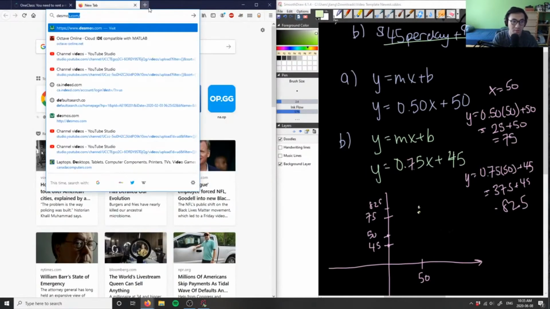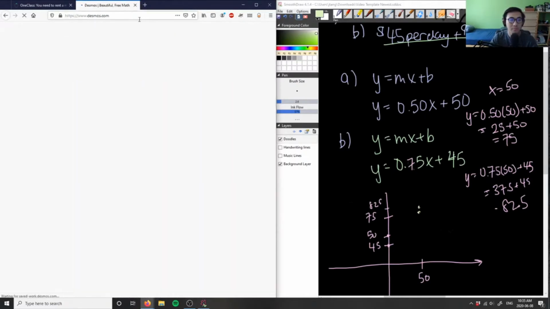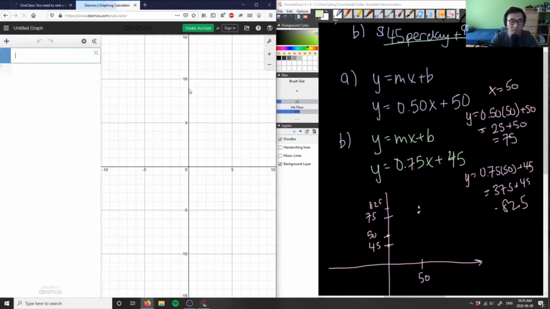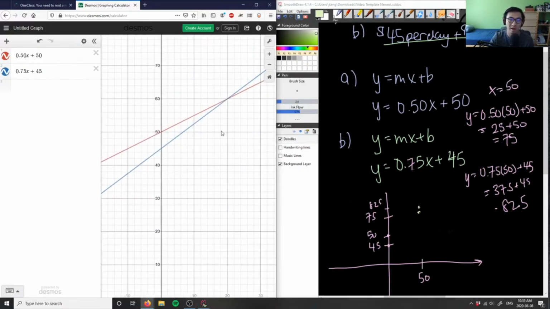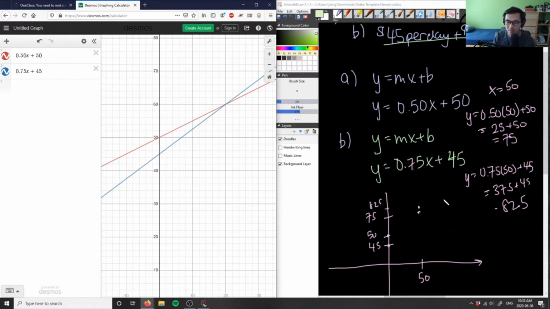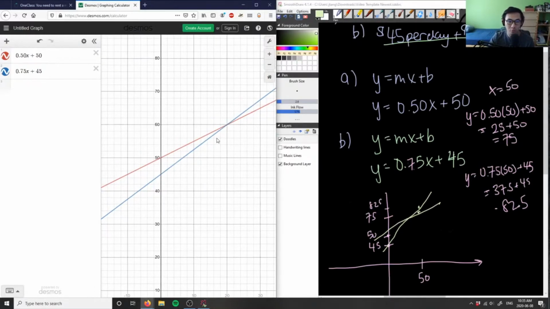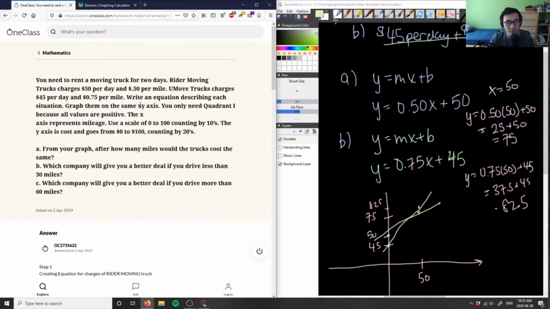But let me use Desmos to show you what this graph actually looks like. So I have y equals 0.50x plus 50, and the second one is 0.75x plus 45. So it looks something like that. Kind of like what I did before, but with a better scale here. This is a better graph than my sketch, obviously, but that's what we want to visualize here. So we have the graph, so we're good.